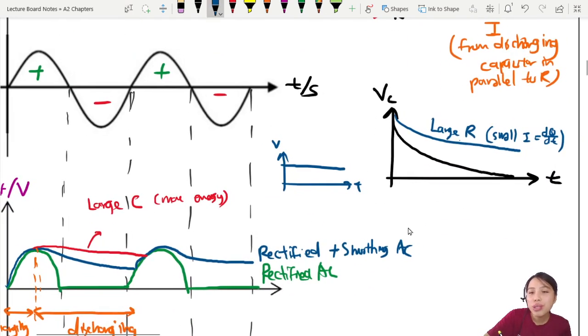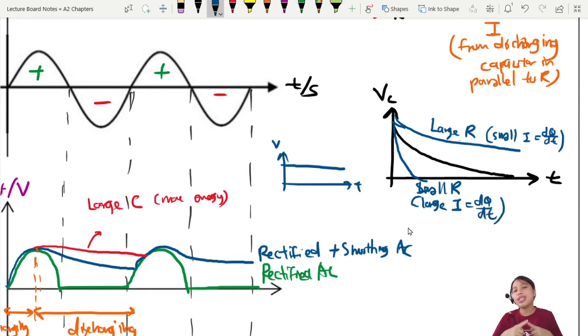So what if you have a very small resistor? Well, small resistor will be the other way. So small resistor, maybe somewhere here. Pew, straight away discharge already. This is if you have a small resistance. So the capacitor will discharge very quickly because you have a large current, and large current means a lot of charges, rate of flow of charges is very high.